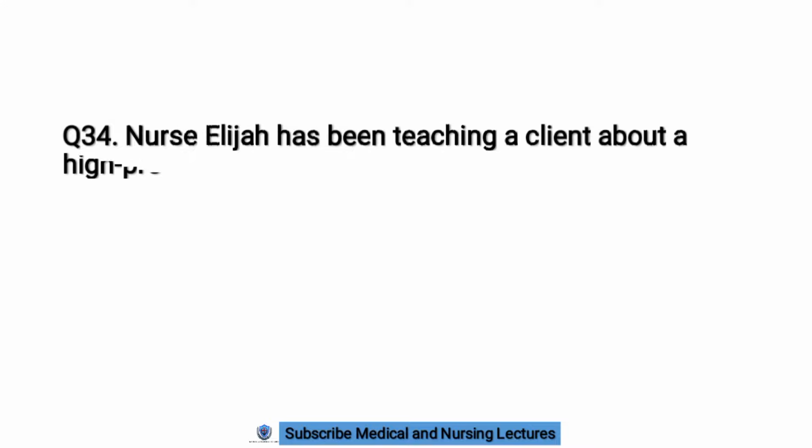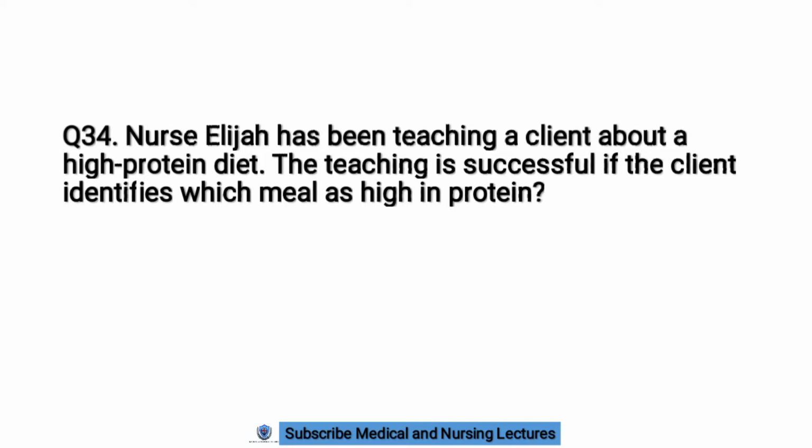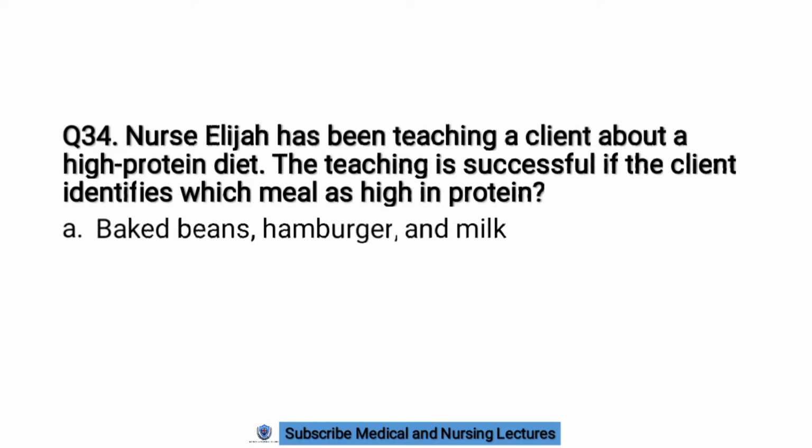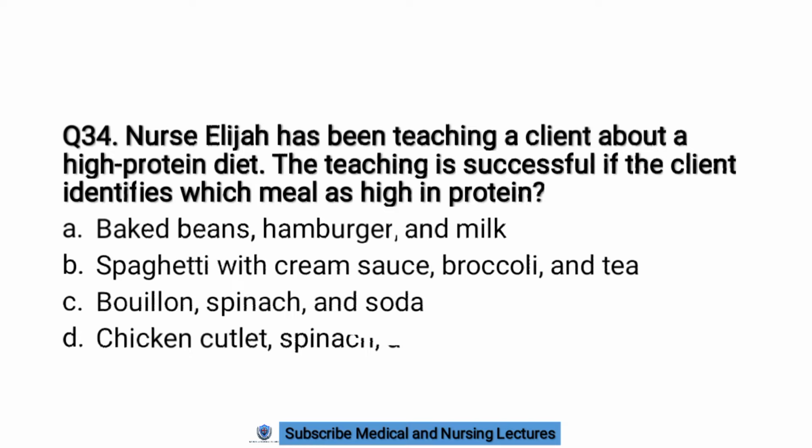Question number 34. Nurse Elijah has been teaching a client about a high protein diet. The teaching is successful if the client identifies which meal is high in protein. Baked beans, hamburger and milk; spaghetti with cream sauce, broccoli and tea; bouillon, spinach and soda; chicken cutlets, spinach and soda. Here option A is the correct one. Baked beans, hamburger and milk are rich in protein.